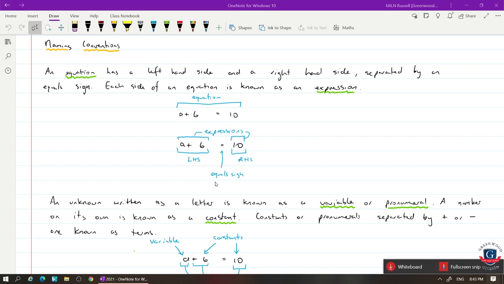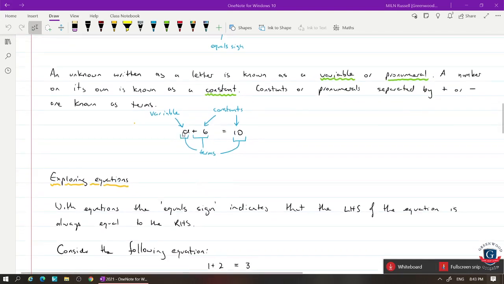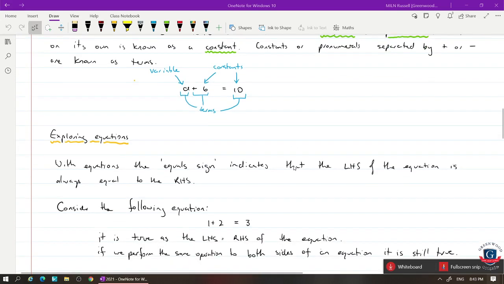Now, even an expression can be broken down further. In this case, we've got a variable or a pronumeral, this letter, and we've got some constants, the 6 and the 10, which don't have a variable with them. And anything that's separated by a plus sign, or on its own in the case of the 10, is called a term. So A is a term, positive 6 is a term, 10 is a term. Now we can break these down even further, but that's for the next presentation.